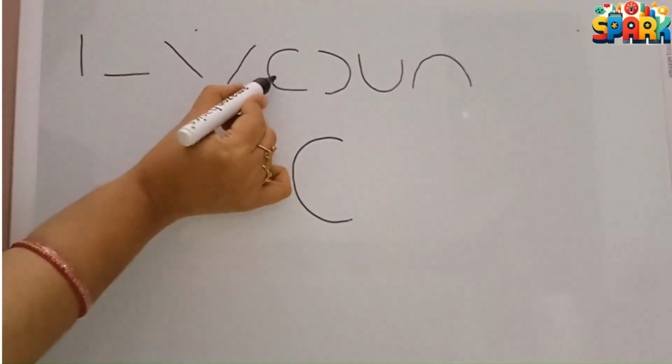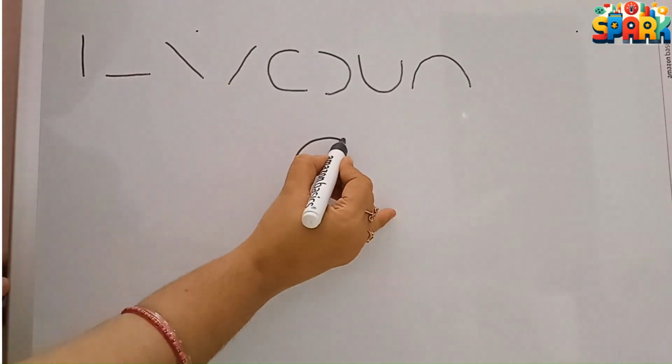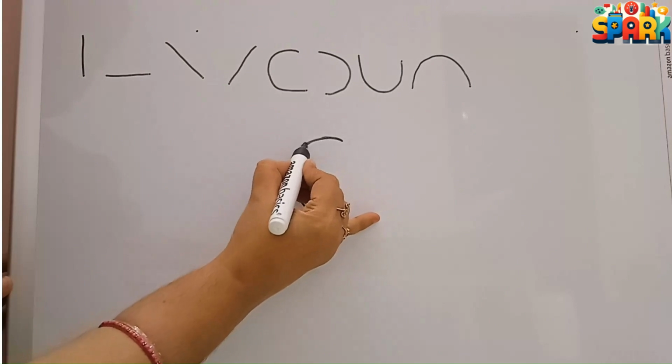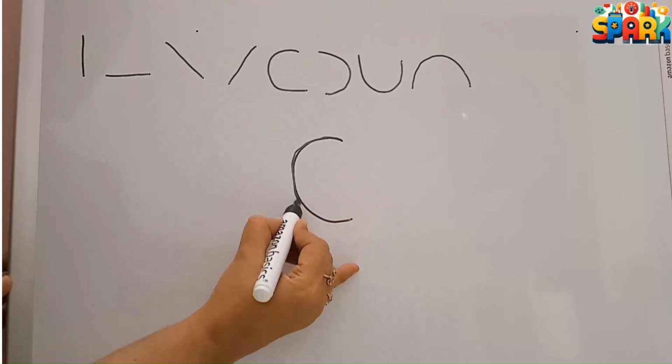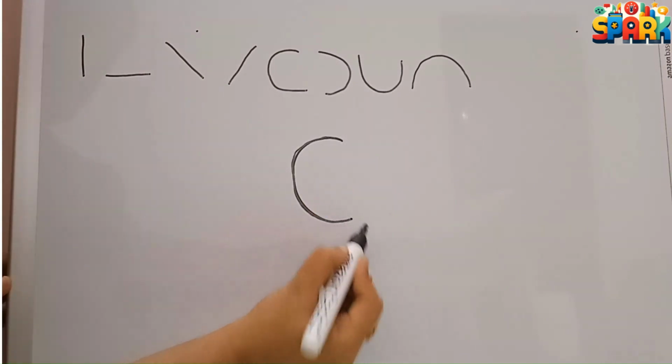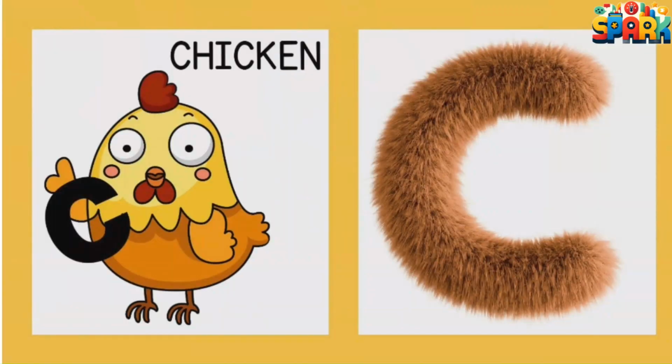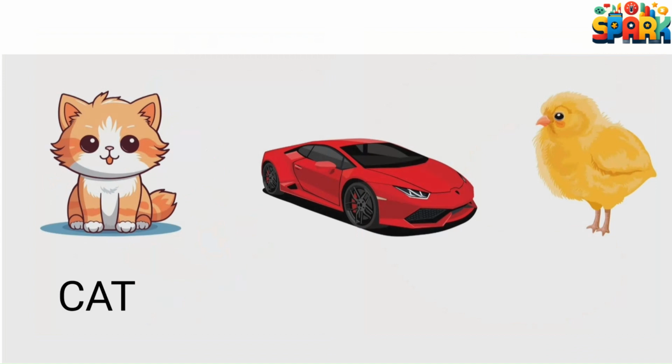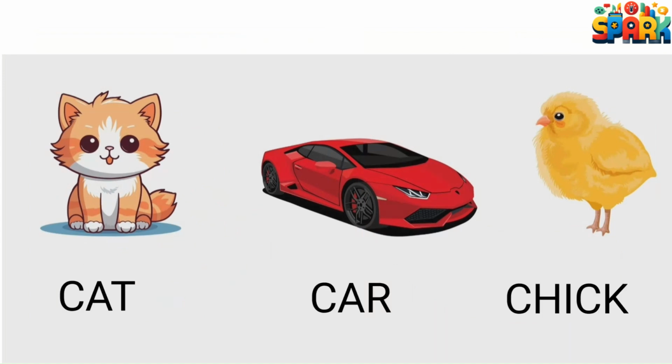Let's trace it one more time, children. It's very easy, right? Now take your book and pencil and trace letter C on it. Can you tell me 3 words that start with C? Cat, car, chick. Wow, now we know how to trace C.